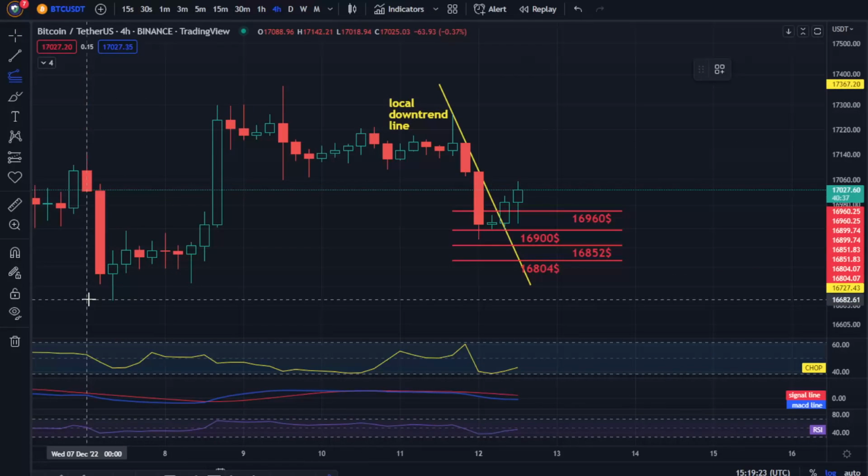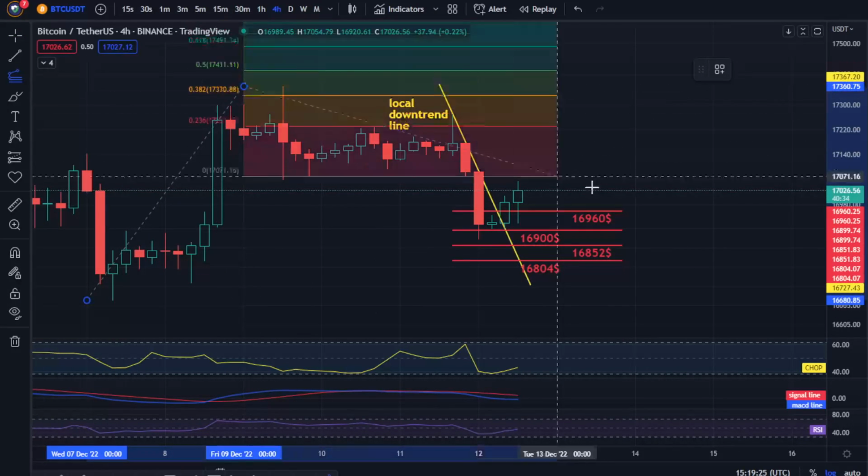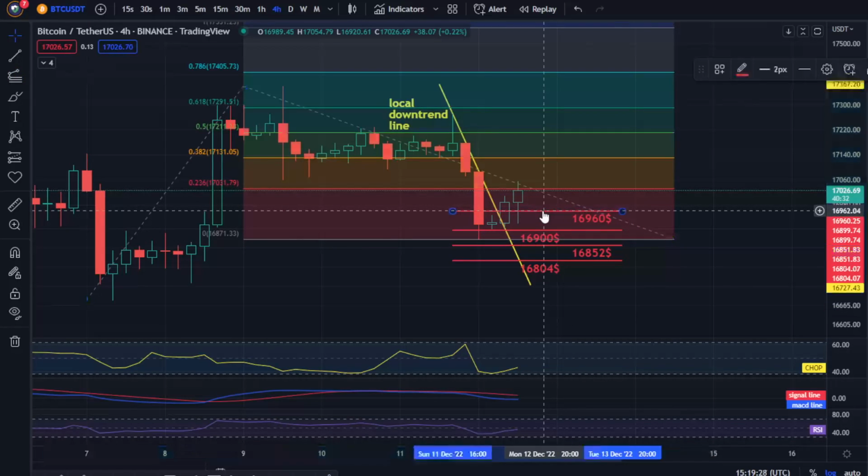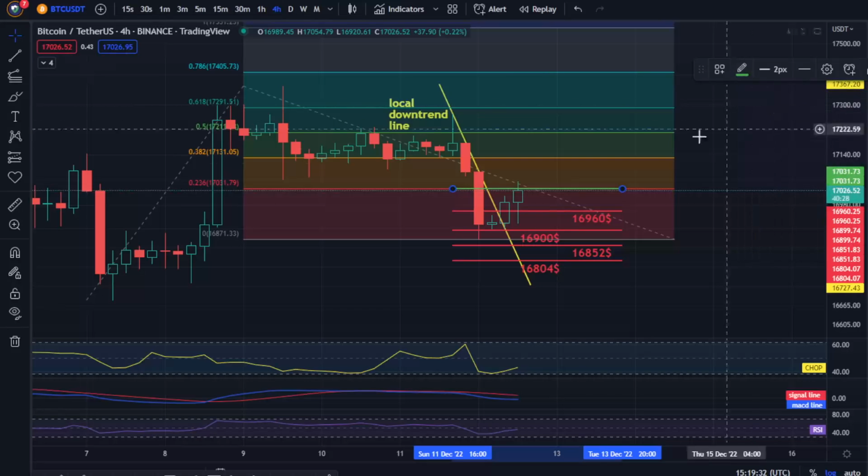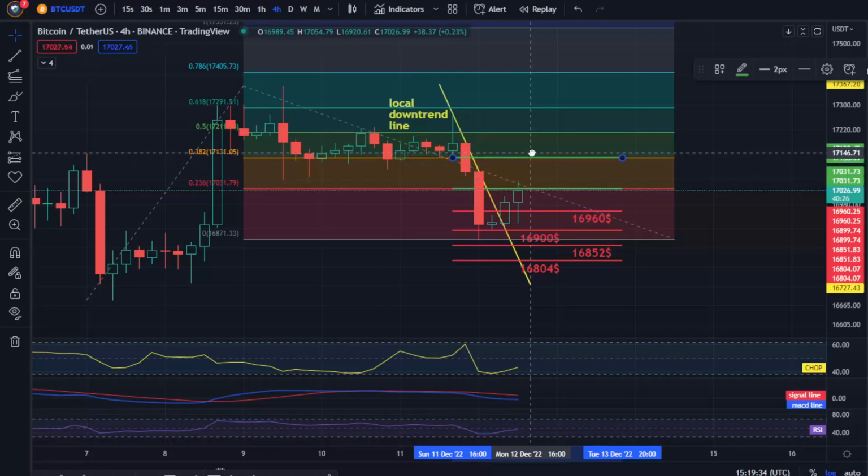Now let's move on to the resistance line. As you can see, the first resistance is $17,032. If you manage to break it, the next resistance will be $17,130, $17,210, and $17,292.